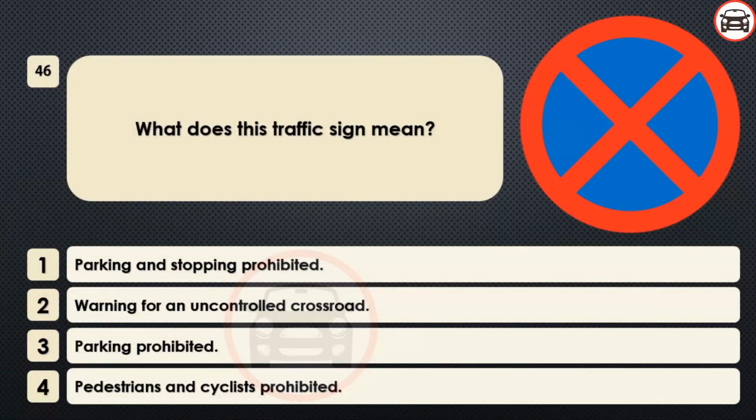What does this traffic sign mean? 1. Parking and stopping prohibited. 2. Warning for an uncontrolled crossroad. 3. Parking prohibited. 4. Pedestrians and cyclists prohibited.